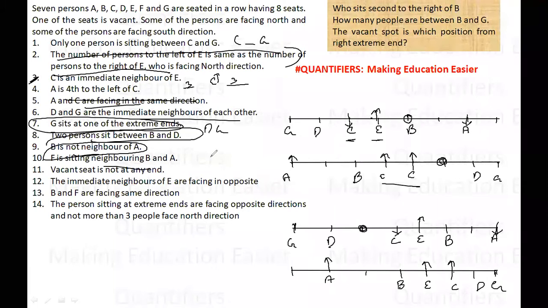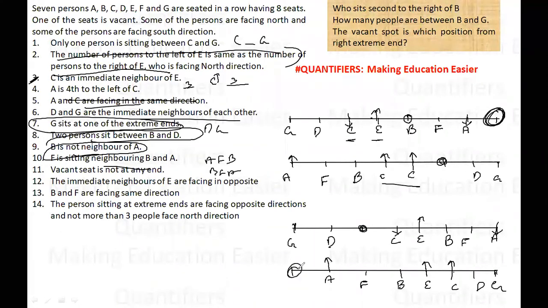F is neighboring B and A. F is sitting neighboring B and A means it is either AFB or BF in some sequence. So can I make it here? Yes, I can make it here as F. But I am given that the vacant seat is not at any of the ends. But if I say in this arrangement, I am taking the vacant seat as this one.